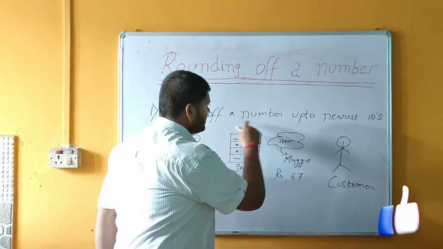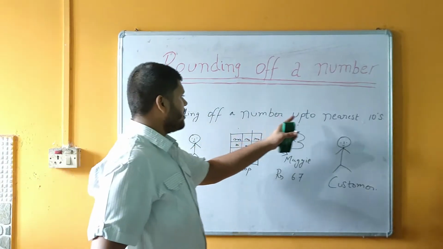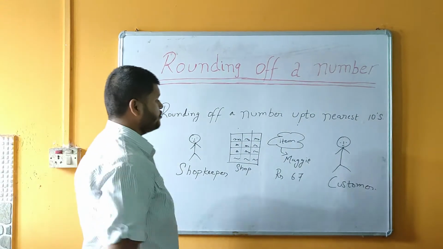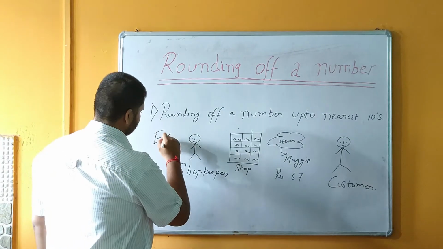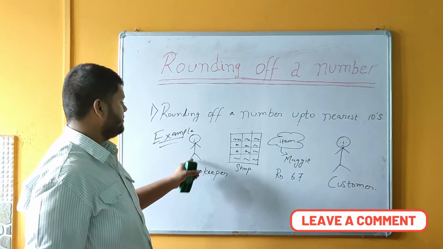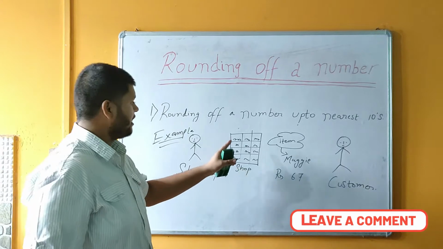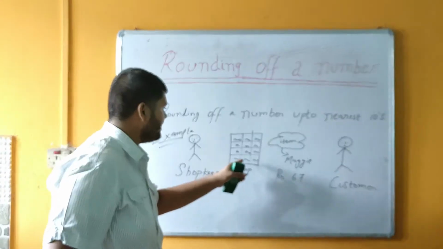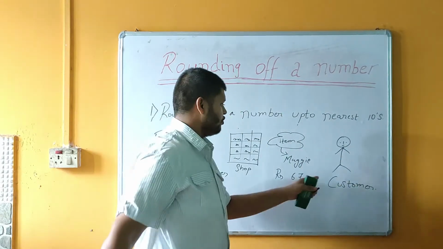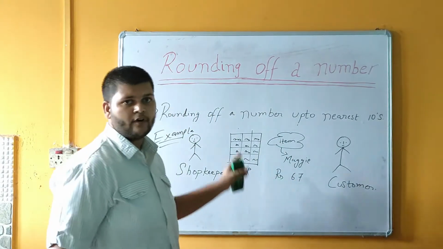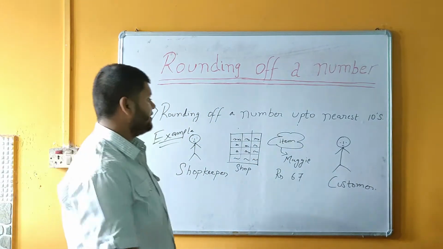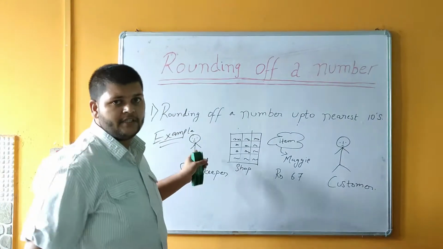So in order to understand this heading, rounding of a number up to nearest tens, you have to deal with some real life example. It is something like this. Here is one shopkeeper and he is having one shop. In this shop there are lots of items available for sale. And on the other side you have one customer who is in need of an item from this shop. So this customer will approach the shop and ask for an item from the shopkeeper.